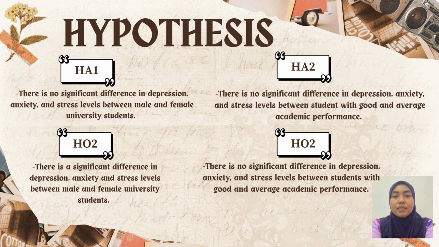Okay, next. Alternative hypothesis, there is no significant difference in depression, anxiety, and stress level between male and female university students. Next, null hypothesis, there is a significant difference in depression, anxiety, and stress level between male and female university students. Next, the second alternative hypothesis is there is no significant difference in depression, anxiety, and stress level between students with good and average academic performance. Second, there is no significant difference in depression, anxiety, and stress level between students with good and average academic performance.